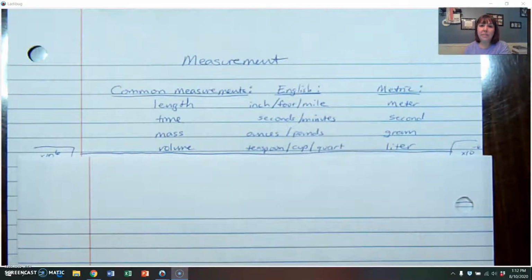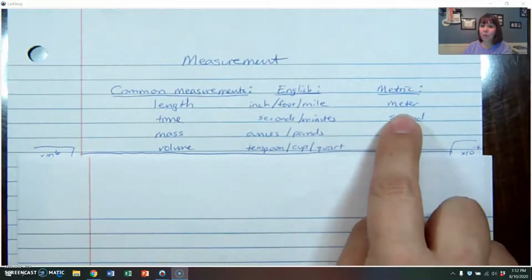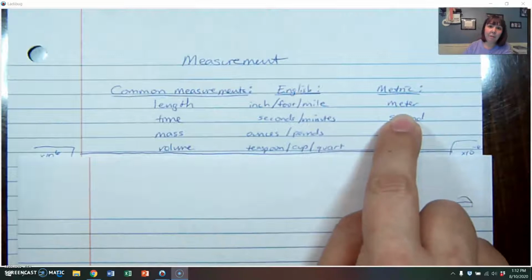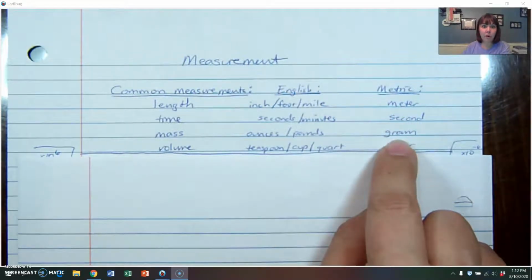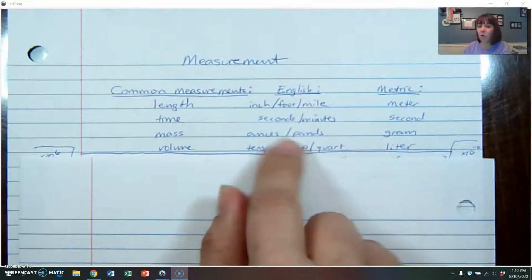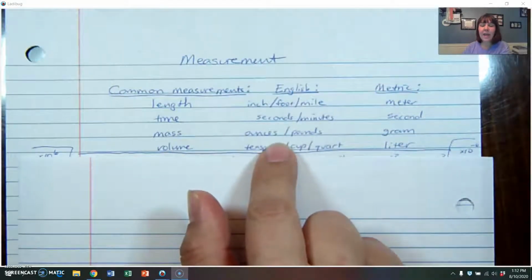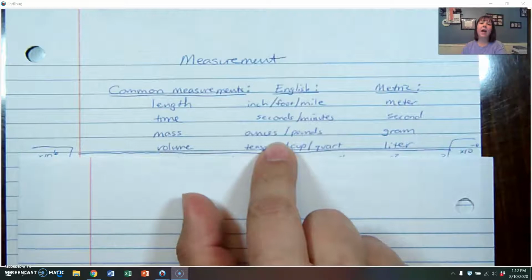Now, we use the metric system in science, even though we grew up with the English system, for two reasons. One, because it's so much simpler. You notice with the metric system, there is one word that means how long something is. There is one word for time. There's one for mass and one for volume. You don't have all these different words to learn. And two is how the measurement system is based.